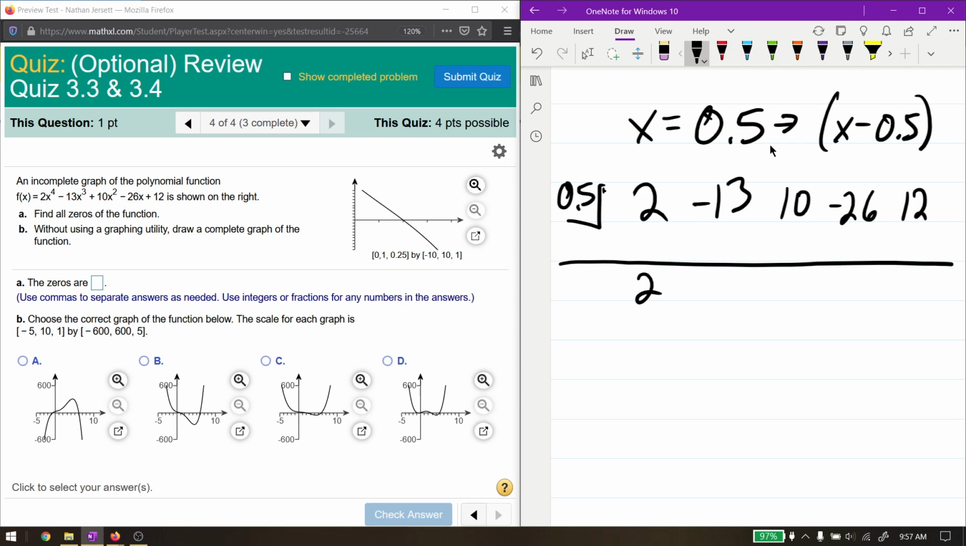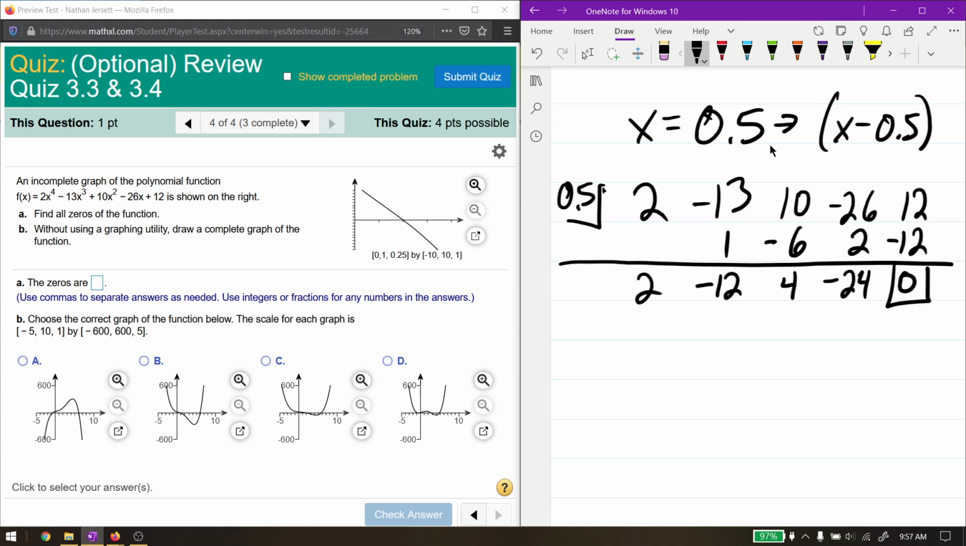Okay, add going down, multiply going up. 0.5 times 2 is 1. Add to get negative 12. 0.5 times negative 12 is negative 6. That gives us 4. 0.5 times 4 is positive 2. Add to get negative 24. 0.5 times negative 24 is negative 12. And that does indeed give us 0.